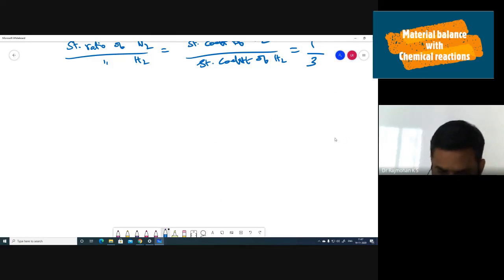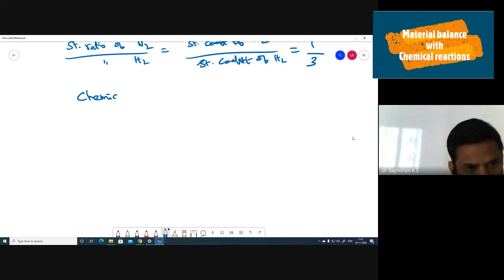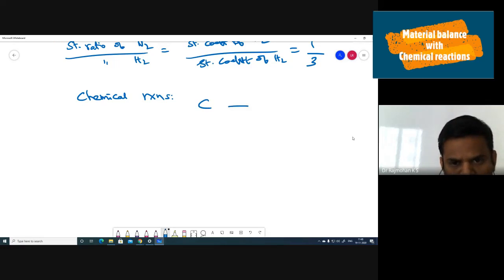I will do one more numerical involving a reaction. See, with respect to chemical reactions, let us consider this simple reaction. C is forming CO2, so it may be C plus O2 forming CO2. We have seen the stoichiometric coefficients, right? Here it is 1, 1, 1.